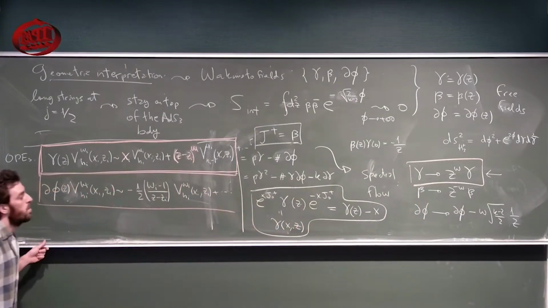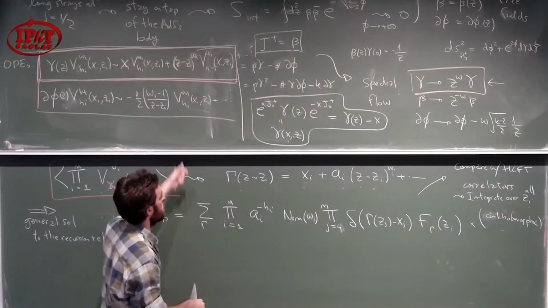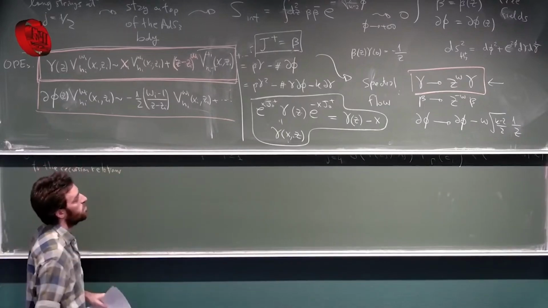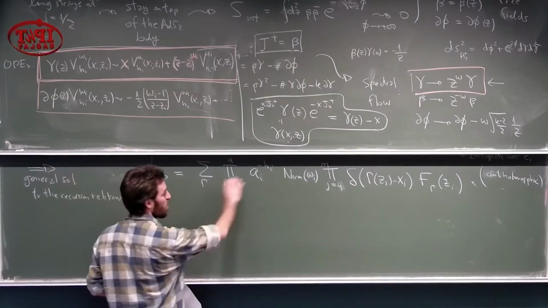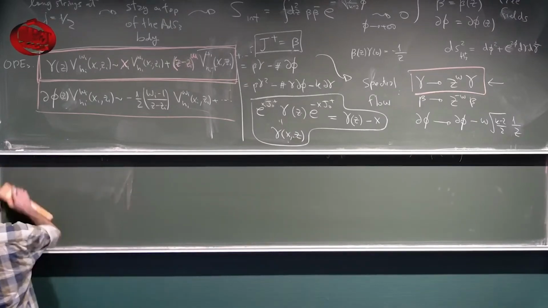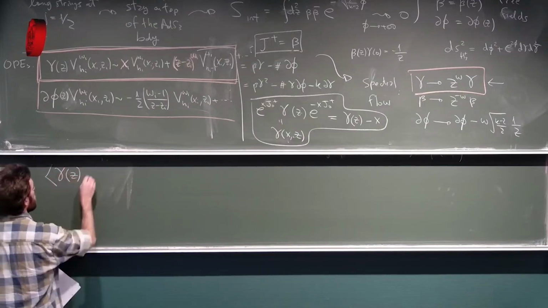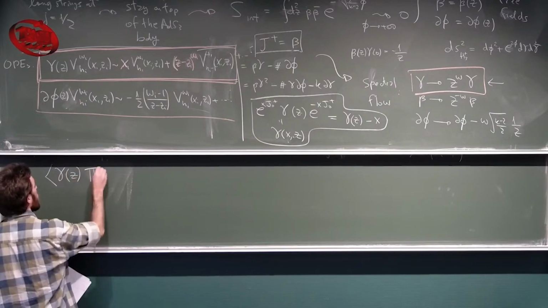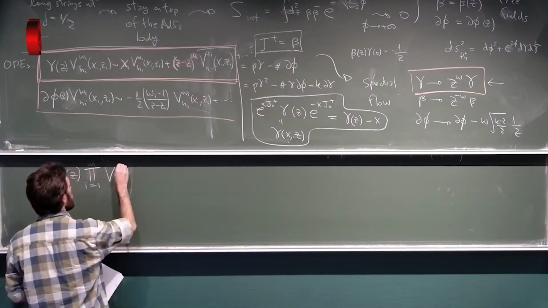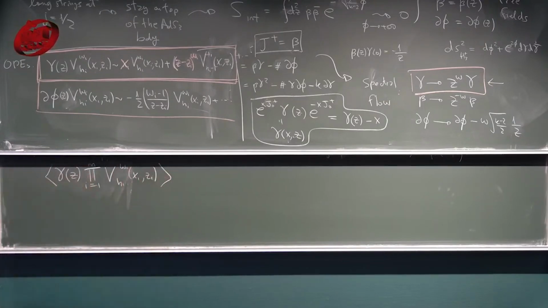So, fine. Now what happens if I try to use this inside some correlator? I don't want to erase this formula, which is in the middle of the board. Okay, so now the question is, what does this look like? I take some correlator, and I try to think about what this does.